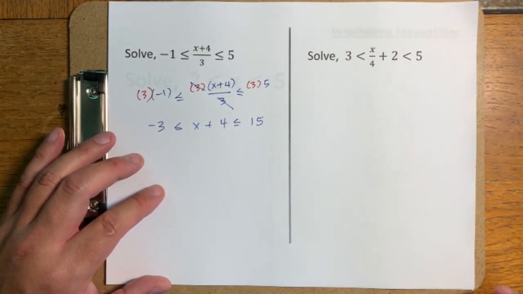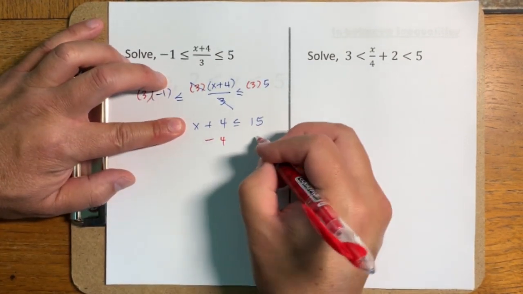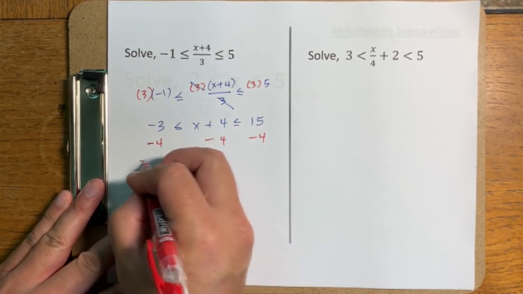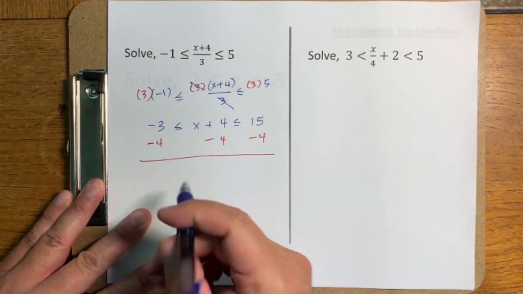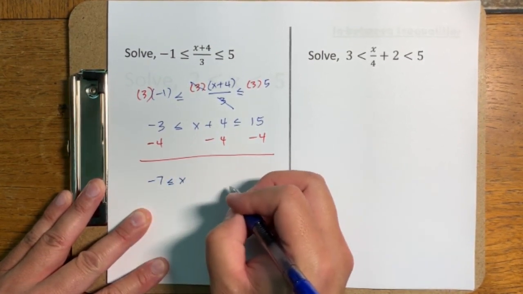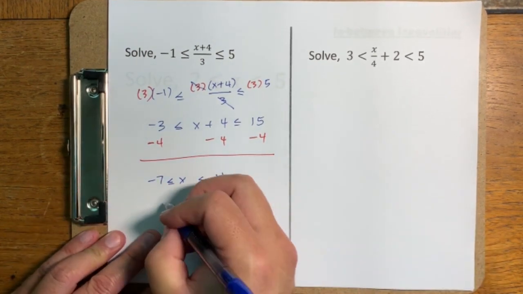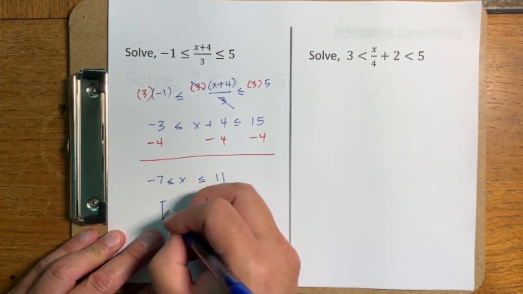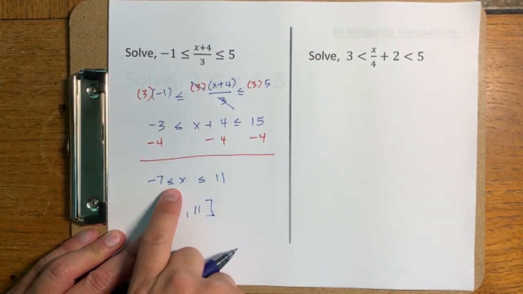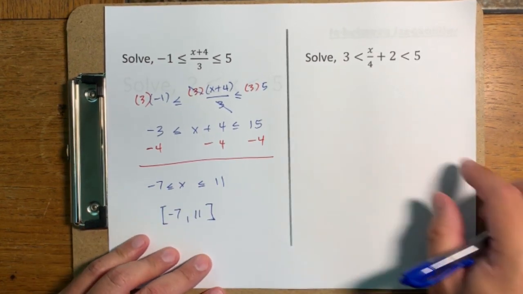Now let's isolate the x. So if I would hide this, I normally would subtract 4 from both sides. And since I have 3 sides, I'm going to subtract it here. Okay, now let's do the brackets. The reason why they're brackets is because they're equals over here.